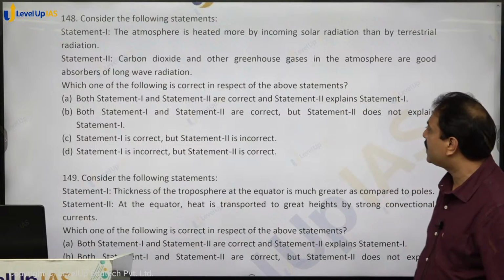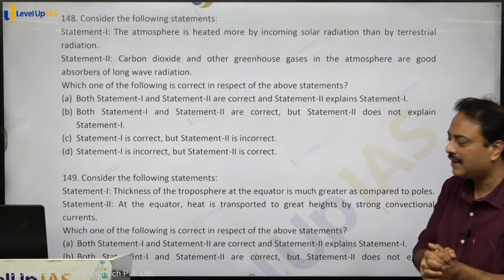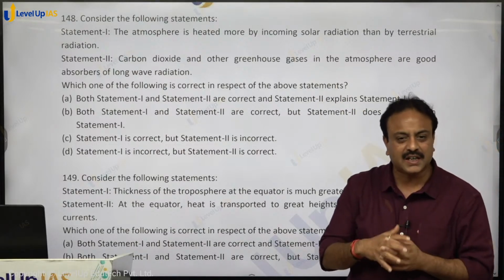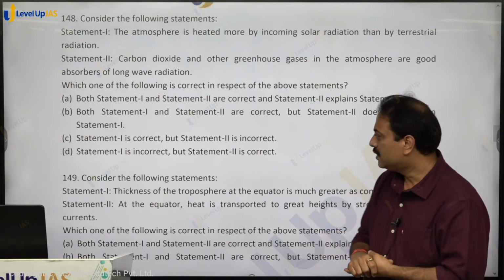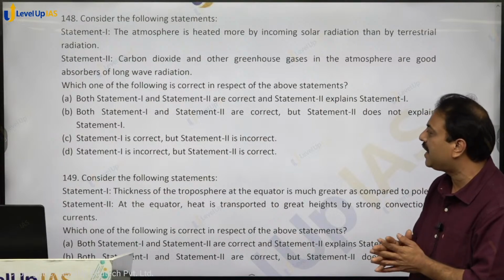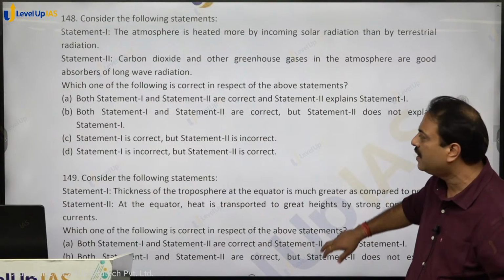Carbon dioxide and greenhouse gases, what do they do? They absorb the long wave terrestrial radiation that is going back and thereby keep the planet warm. So statement 1 is incorrect but 2 is correct. So option D for dog shall be the right answer.